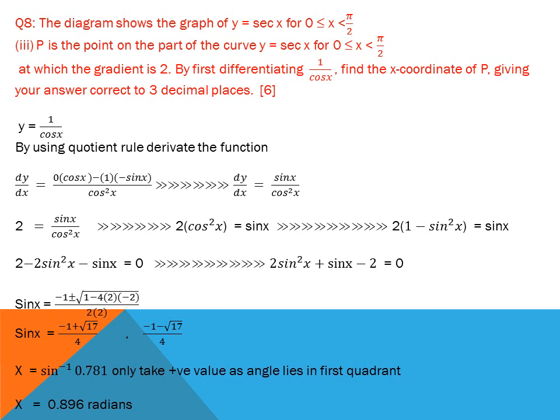When I simplify this equation, it will become 2 sin square x plus sin x minus 2 is equal to 0. Use the quadratic formula to find the value of x. Sin x is equal to minus b plus minus root of b square minus 4ac over 2a. So sin x is equal to minus 1 plus root 17 over 4, or minus 1 minus root 17 over 4. We take only the positive value, where the angle lies in the first quadrant. So x is equal to sin inverse of 0.781, only taking the positive value. So x is equal to 0.896.